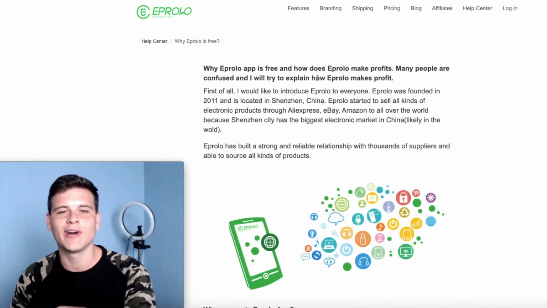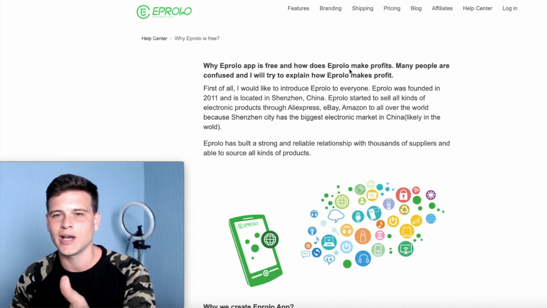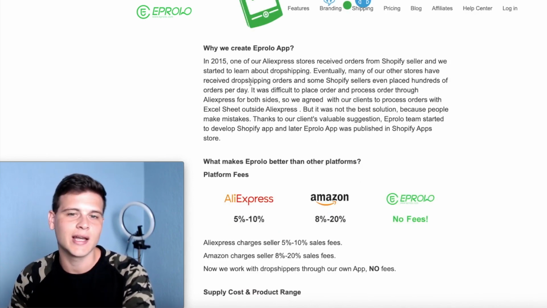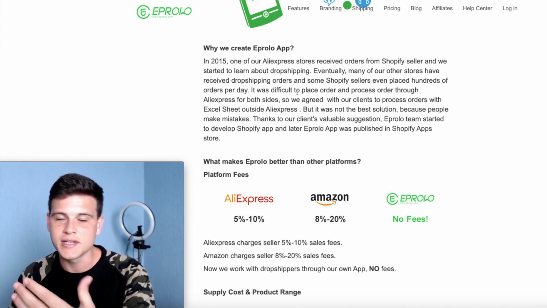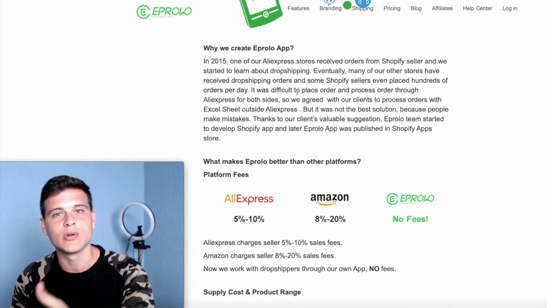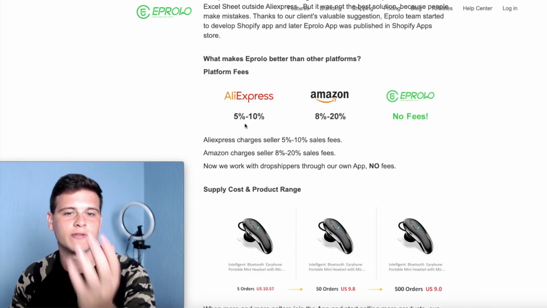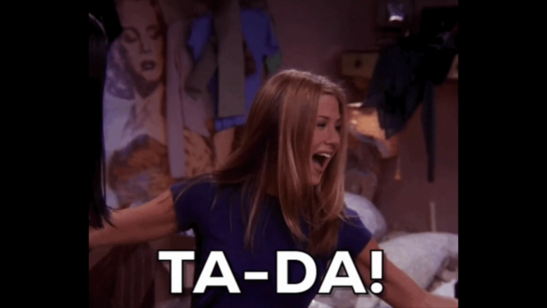All right, here is the fun part. This is the page that I wanted to get to: why is the EPROLO app free and how does EPROLO make a profit? That is very interesting. Over here they're basically saying that they were just an AliExpress seller, and then they started getting orders from Shopify store owners, and they decided that it would be much better, and also cheaper, for the Shopify sellers to work with them through this platform. As you can see, they explain that AliExpress takes between 5 to 10% cut of the sale price, Amazon takes between 8 to 20, and EPROLO, ta-da, no fees.